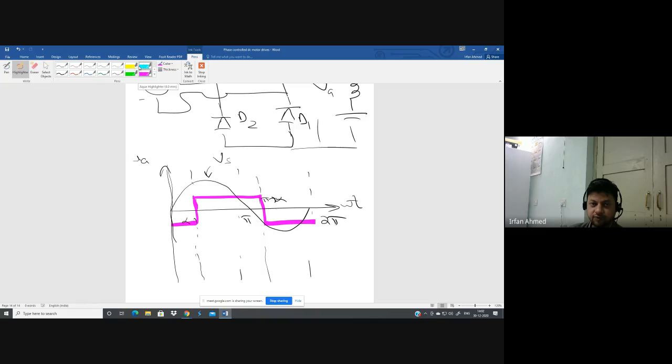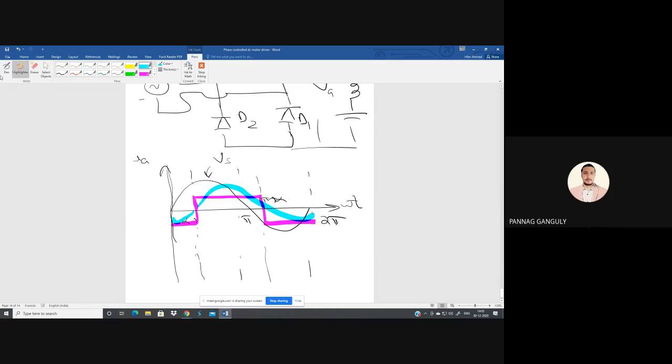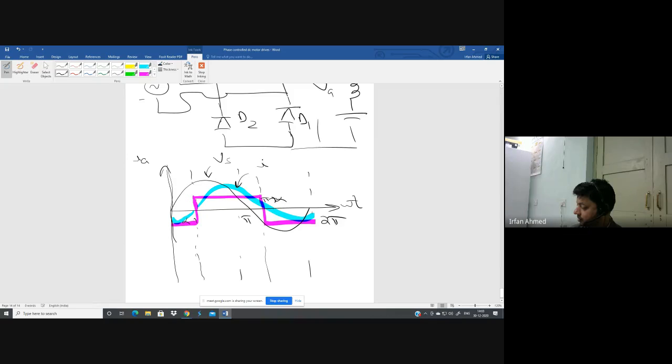So if we draw the fundamental component of this current, this is the fundamental component. Correct? This is your IS1. And this purple color, this is your IS. So this angle alpha is the same as phi for the full converter.